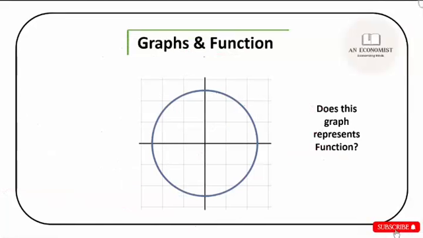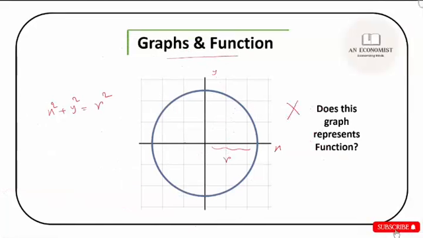Now the second question, it's a circle. Is the circle a function? The equation is something like this: x square plus y square equals r square. So this is x, this is y, and this radius is basically r. Do you think that this represents a function? Again the answer is no.